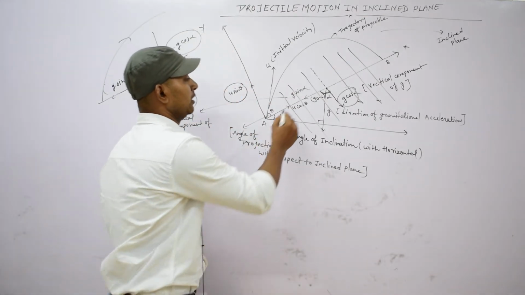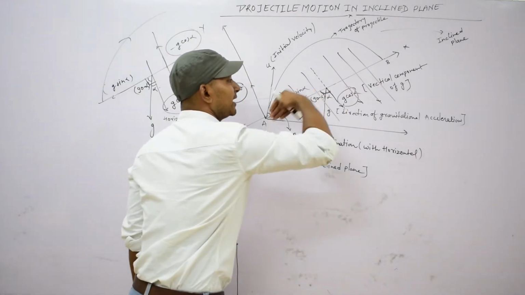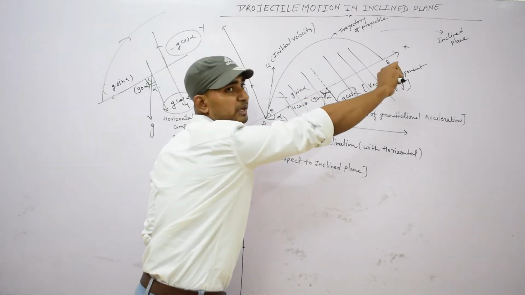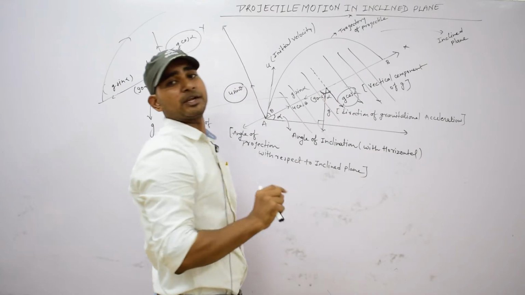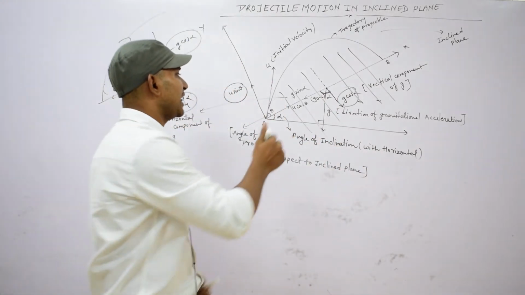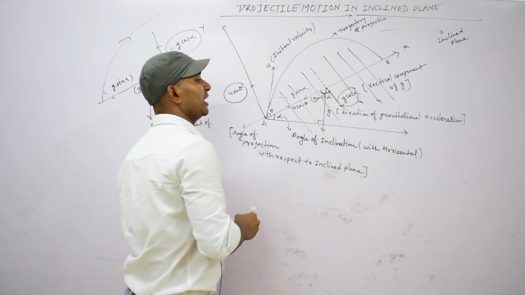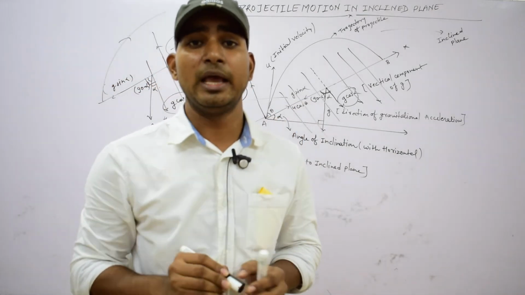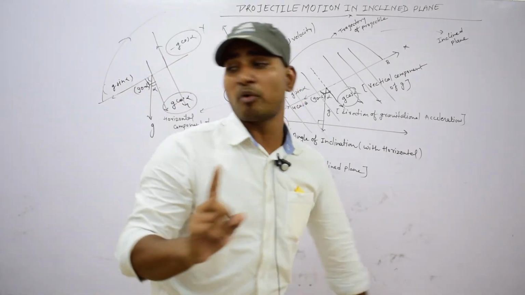Same, you see here, g sin alpha is acting in a left direction but the body is just moving from A to B towards the right direction. In a horizontal manner it is moving in the right direction but the actual component is acting in the left direction. So here is also a case of retardation.